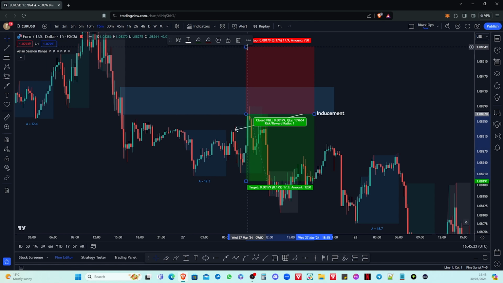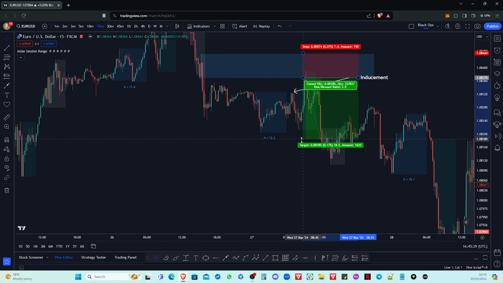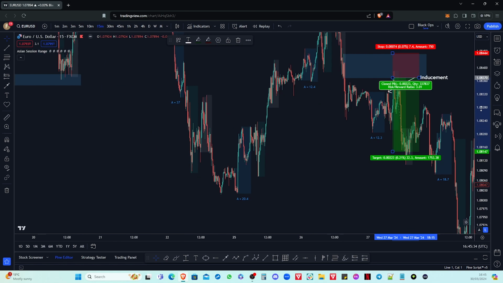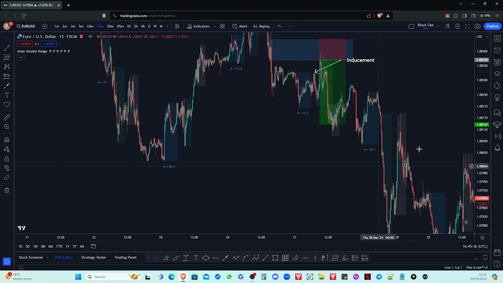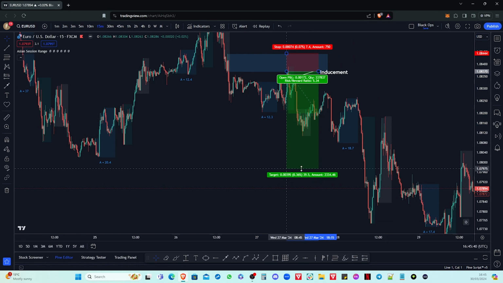So you're looking at a short from here, stops just above, and we're targeting a 1 to 3 as your first stop, and you can also target a 1 to 5 as well. And as you can see, during the next day you get that 1 to 5 move come to fruition very nicely. So that's trade number 1.